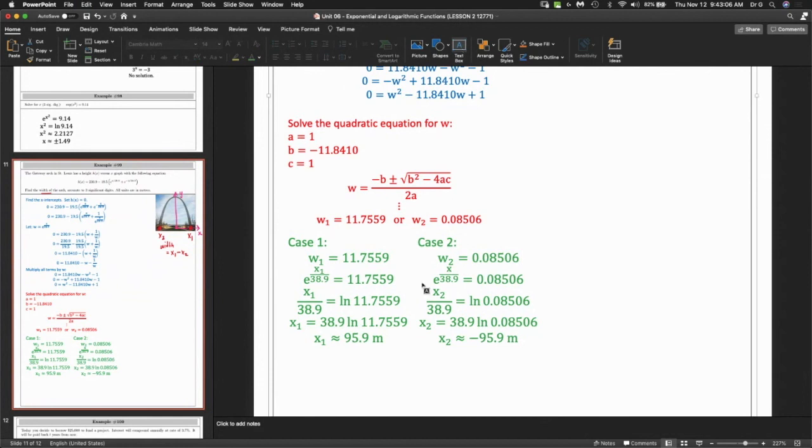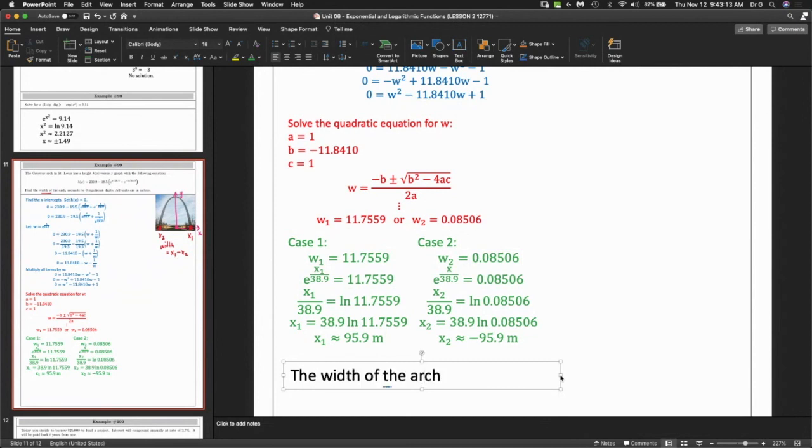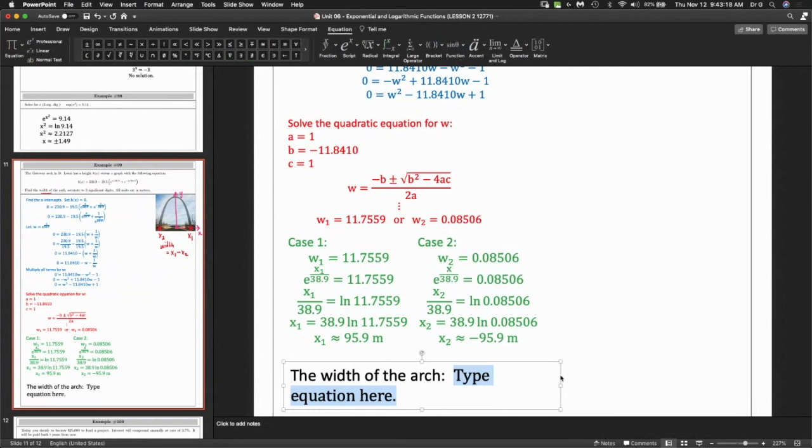Anyway, let's finish the question now. So the width of the arch is equal to, thank you. That was awesome, Disikrat. I'm with you there, my friend. Okay, so we're going to do x1 minus x2. If you subtract those two, you're going to double it, and you're going to get what? 191.8. Can someone confirm 191.8? S'il vous plaît. Merci beaucoup.